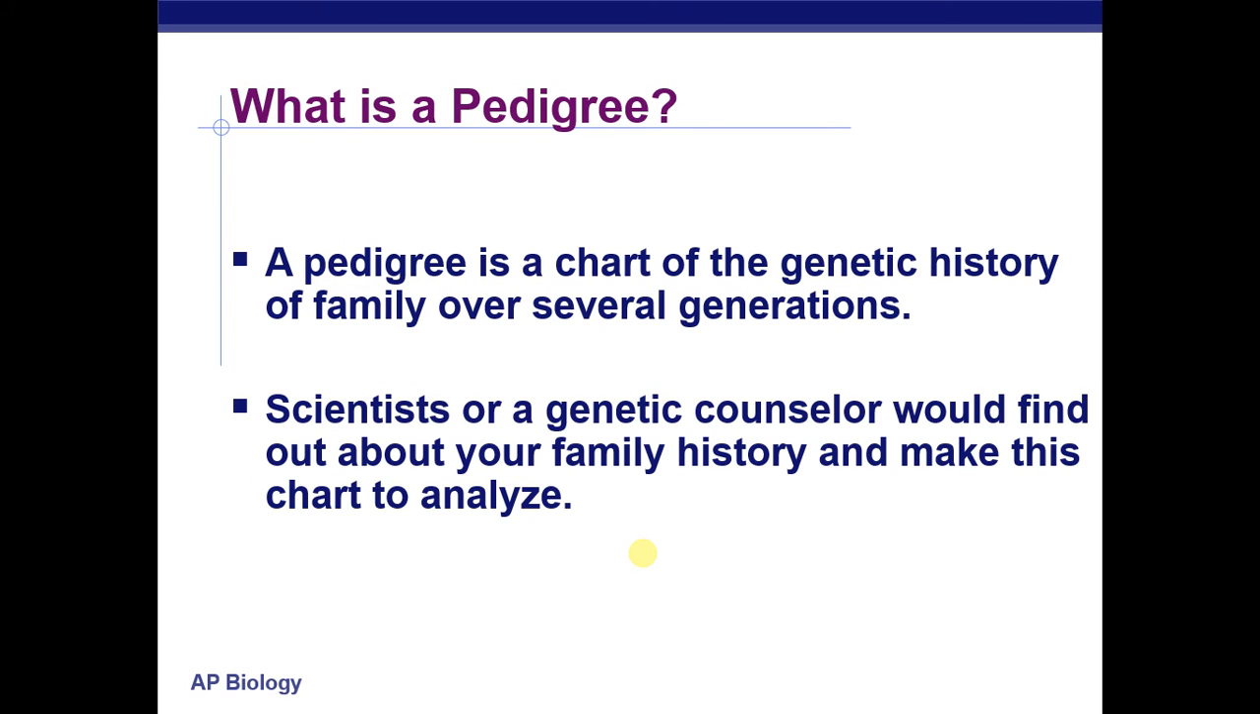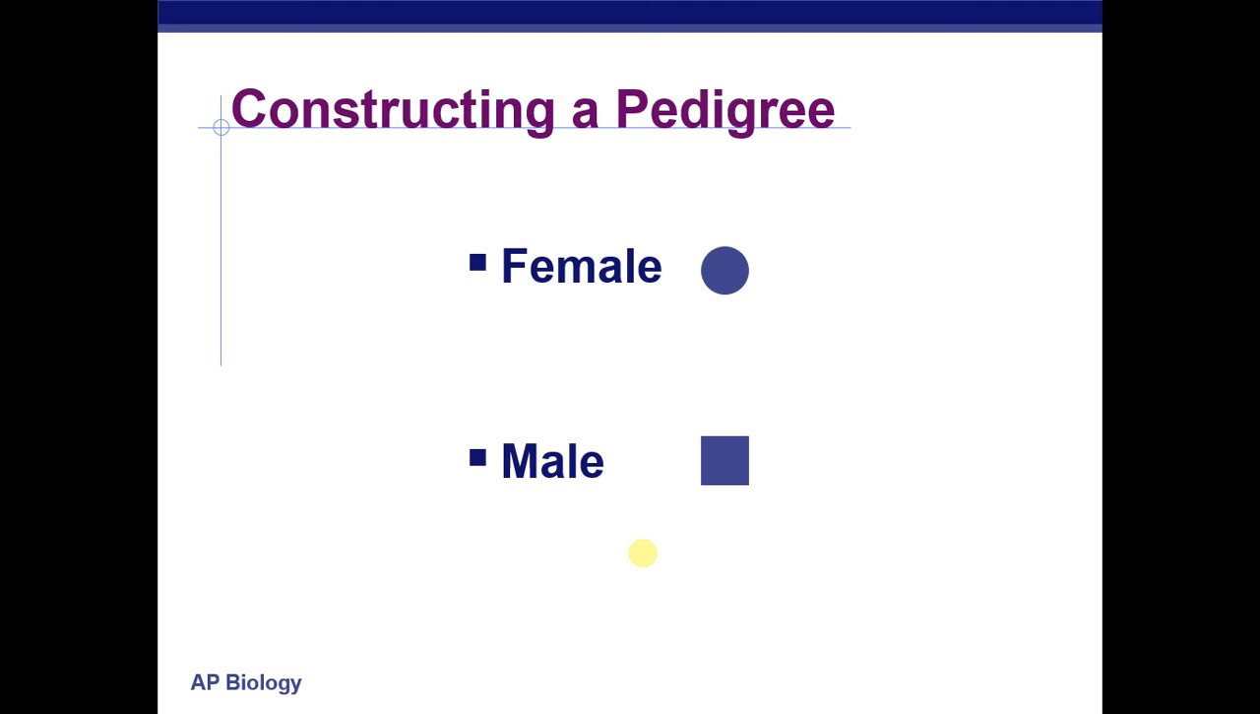So a pedigree is a chart of genetic history, kind of like a family tree over several generations. And scientists or genetic counselors can use it to find out about family history and analyze the chart so that they can make an educated prediction about how likely someone's offspring or a potential offspring would be to have a specific trait. So in pedigree charts, circles always represent females and squares represent males. And I have no idea how that got started, but these charts have been around for hundreds of years.